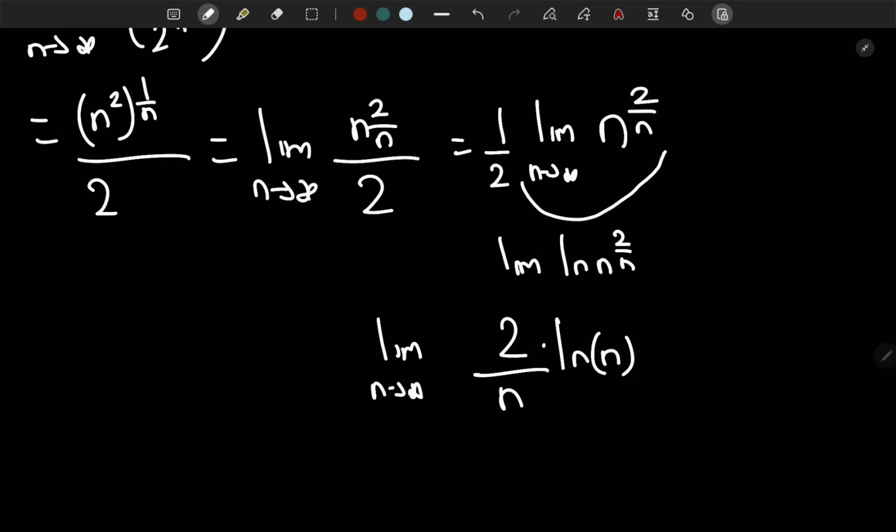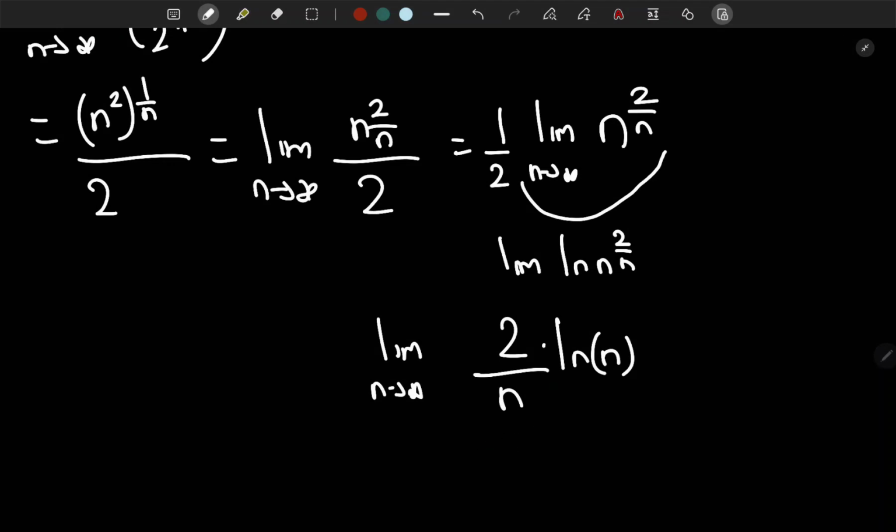Now if we substitute n as infinity, we have the numerator ln n, which is also infinity because ln infinity is infinity, over infinity. So we need to apply L'Hopital's rule here, which is basically differentiating both the numerator and the denominator. So let's do that.